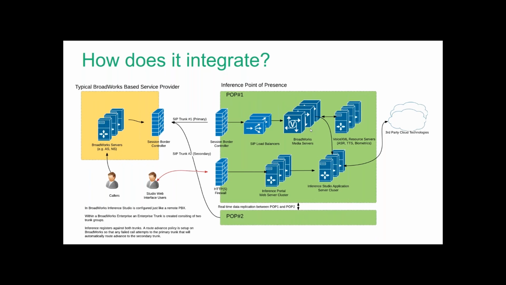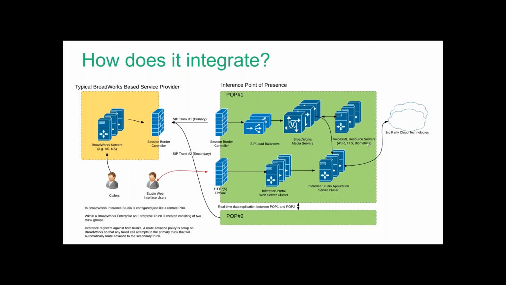So we have 2 points of presence in North America, we have 2 in Australia, and we're currently in the process of building 2 in Europe. And this is where you will extend your network to in order to allow calls to terminate on the Inference platform. Within that Inference point of presence, obviously we have all of the necessary Broadworks media servers that you would need to have otherwise in your network.